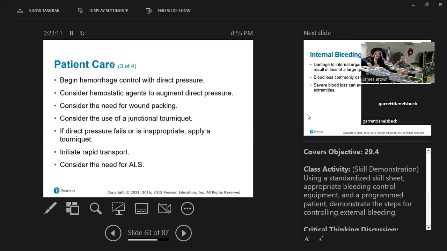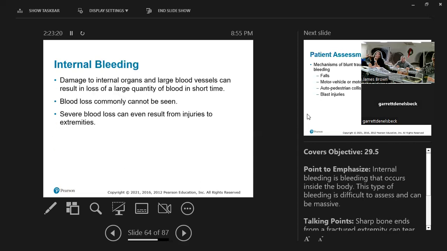So critical care, life flight, they have some drugs that they can use for bleeding and trauma.